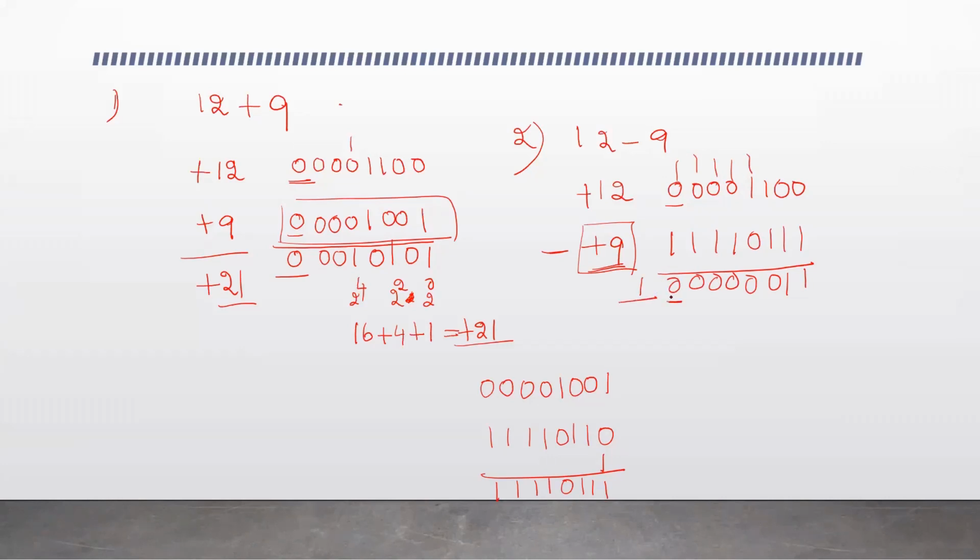Okay, the sign bit is 0. And what is this number? 2 power 0 and 2 power 1, that is 2 plus 1 is 3. As the sign bit is 0, the sign is plus 3. What is 12 minus 9? Plus 3. So here we got the right answer. And let's take another example.